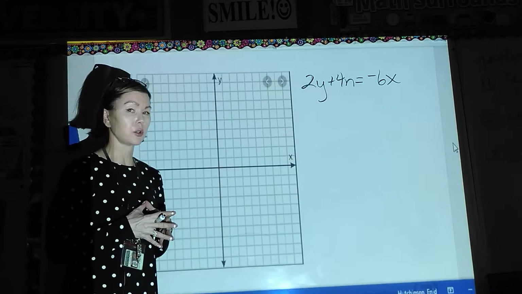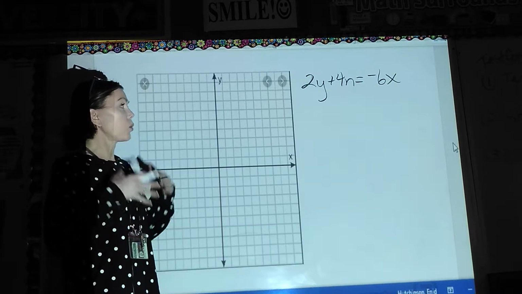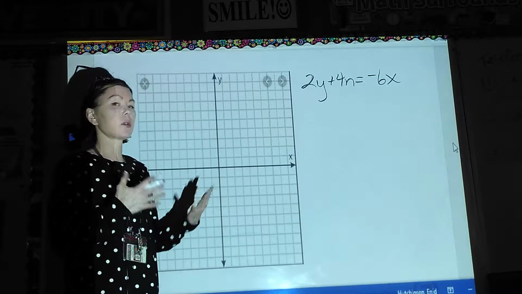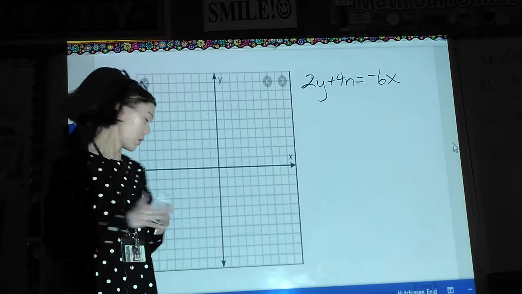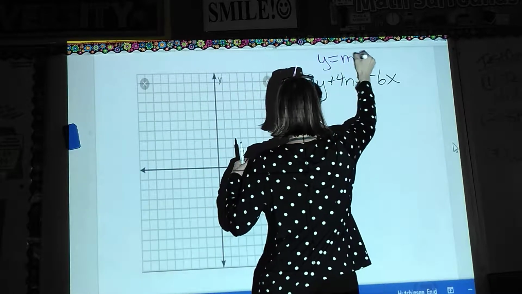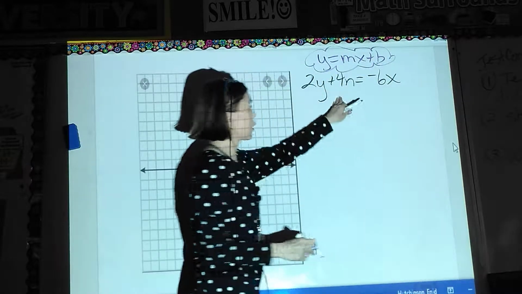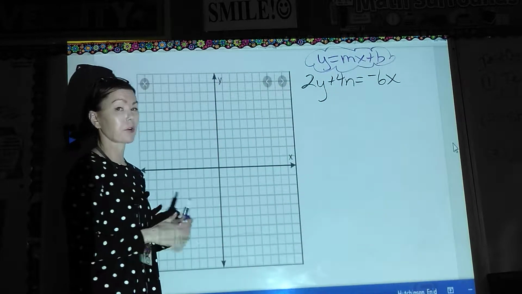So part two of graphing the equation of a line. Well, we need our equations to be in slope-intercept form. So meaning it needs to be in y equals mx plus b form, okay? And here's the equation of a line that we're going to graph right now.